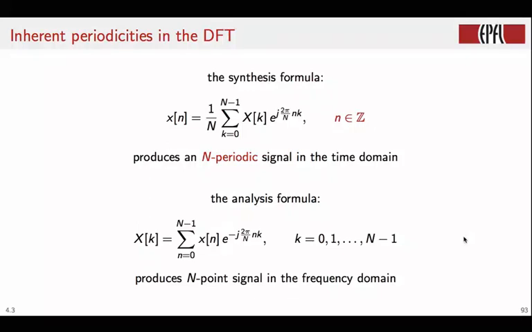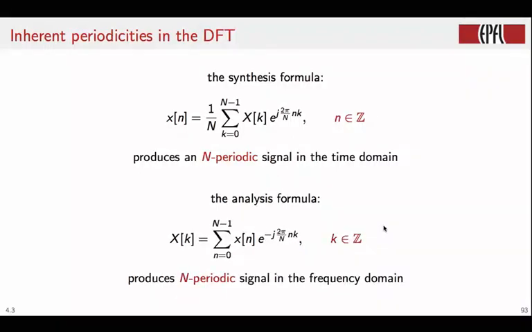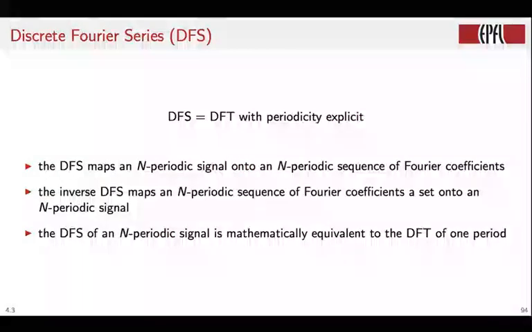Actually, the same holds for the analysis formula. You can let the index k roam over the entire set of integers, and since it appears only in this complex exponential here, again, it will be as if k was looping over the 0 to N minus 1 range. So what happens really is that you can consider the sequence of DFT coefficients as an N-periodic signal in the frequency domain.